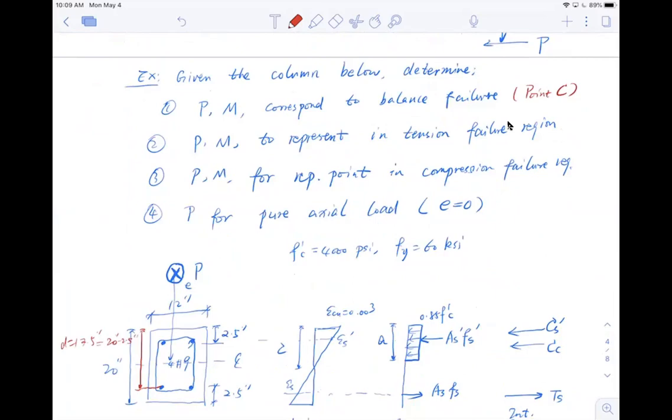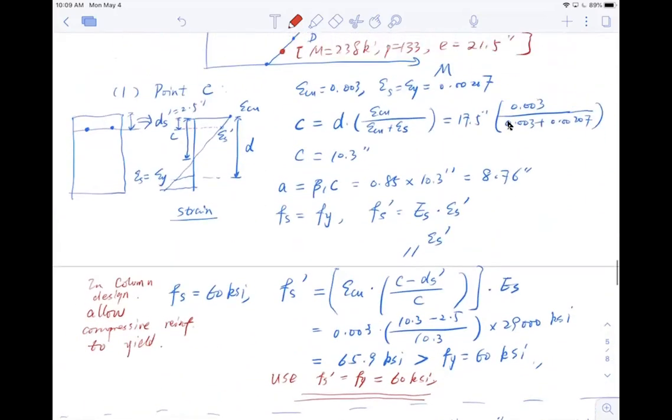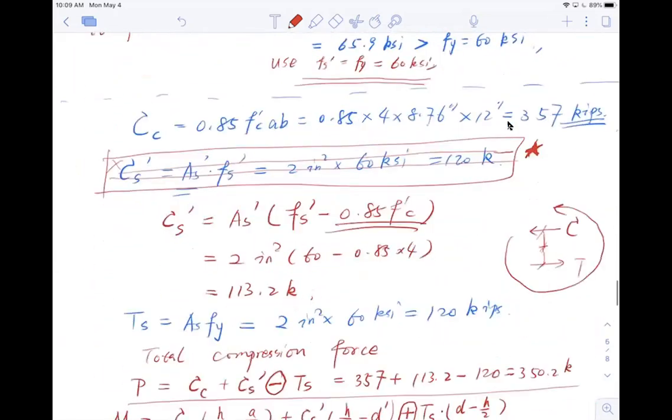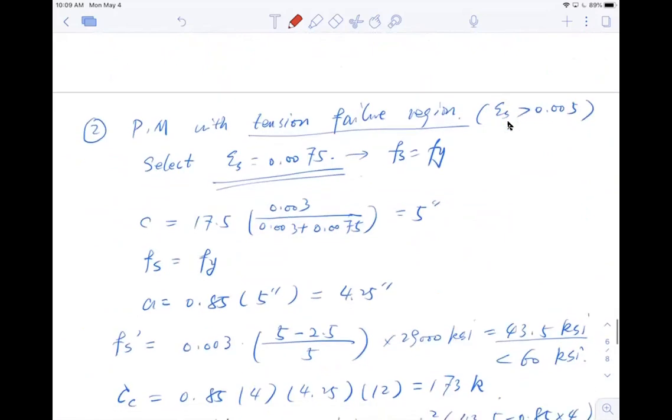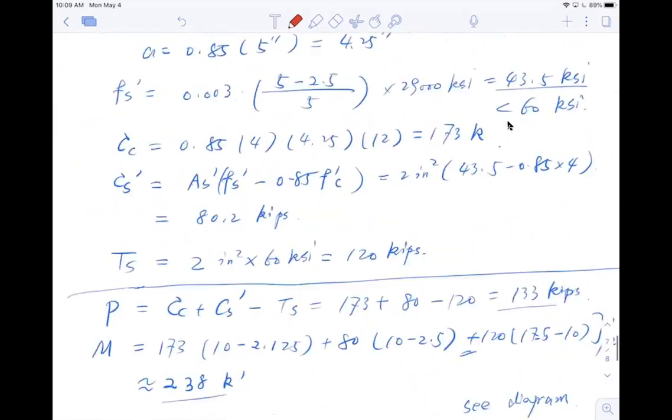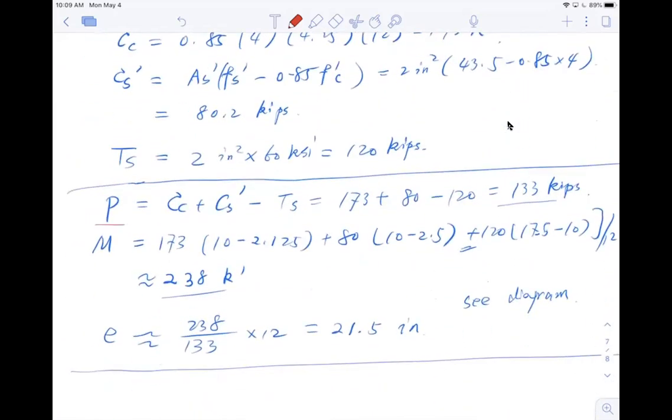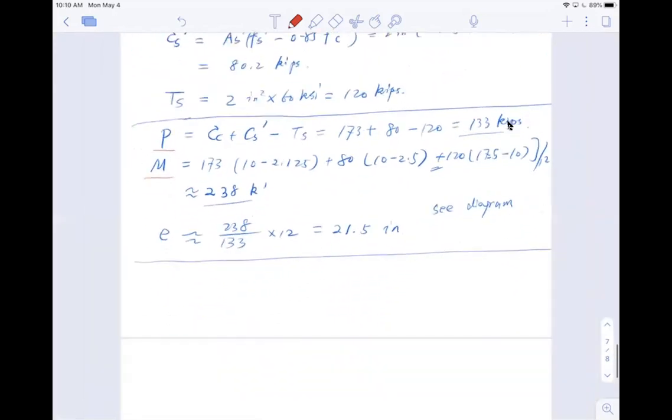the pure axial load. So we have gone through the first one, where we set the compressive strain in the concrete equal to epsilon Cu, and we set the tensile strain of the steel equal to the yield strain, and then we proceed with the calculation, find out the total force and the moment, okay? And then the second point, we simply set the strain equal to 0.0075, which is much bigger than the tension limit, 0.005. And then we proceed with the calculation, find out the axial force, which is P, and we find the moment, which is M here, 238, okay? So these are the 2 points mentioned before, right?